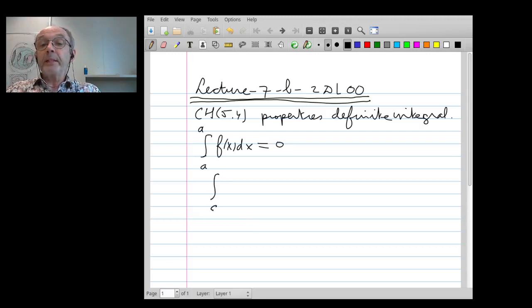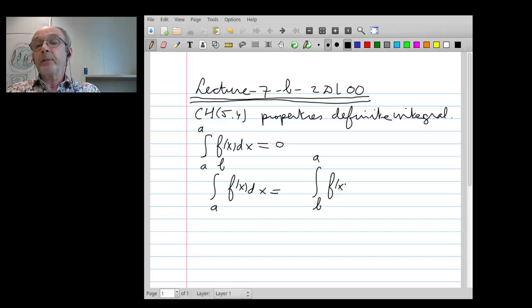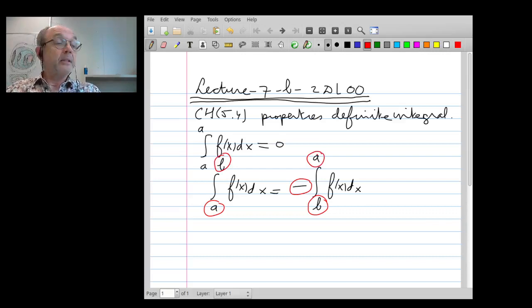If you have an integral from a to b, and you reverse the order of integration, so you go from b to a, then you get a minus sign before that integral. So be careful and see that the boundaries are changed, on the left side from a to b, and on the other one from b to a.